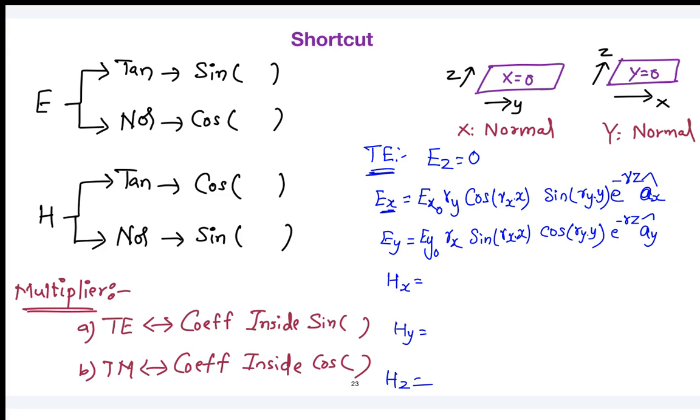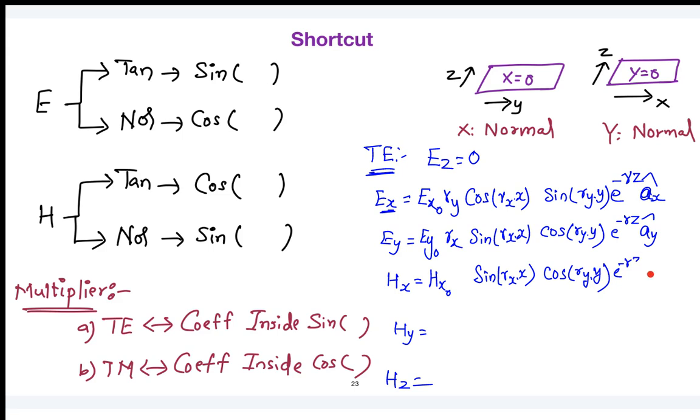So now you can reply with HX. First, the H variation: H naught sin gamma x into x, correct, cos gamma y into y. Good. Multiplier.